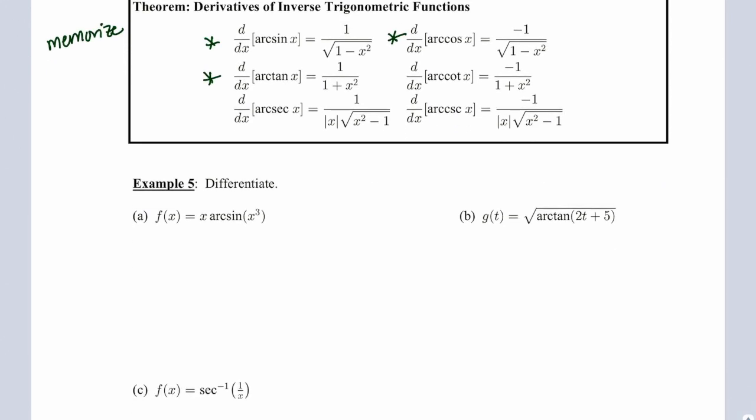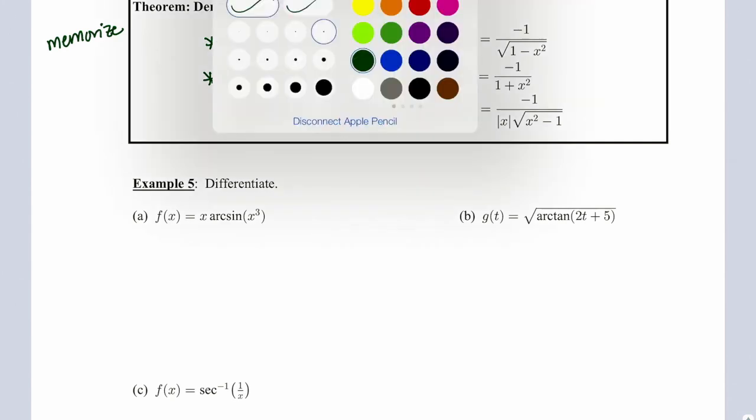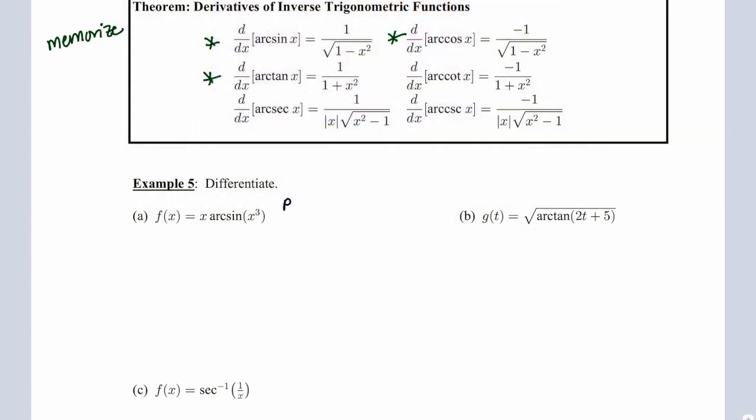Then let's just use these in some examples. So in example 5, we want to differentiate x times arcsine of x cubed. Notice here I have a product, because when I was reading that I had to say times. So I'll need a product rule, and then I also am going to need a chain rule, because I have not just arcsine of x, but arcsine of x cubed.